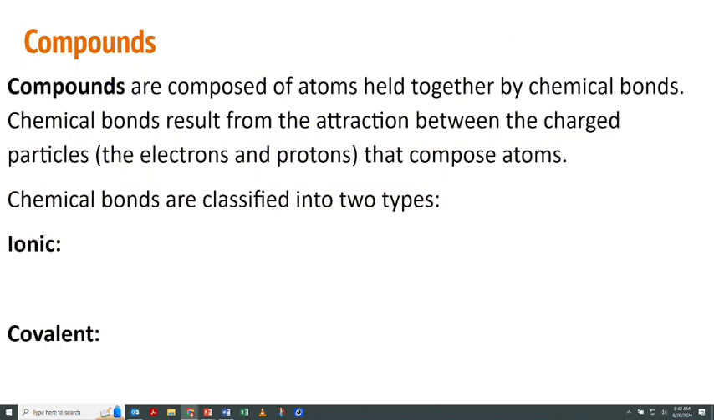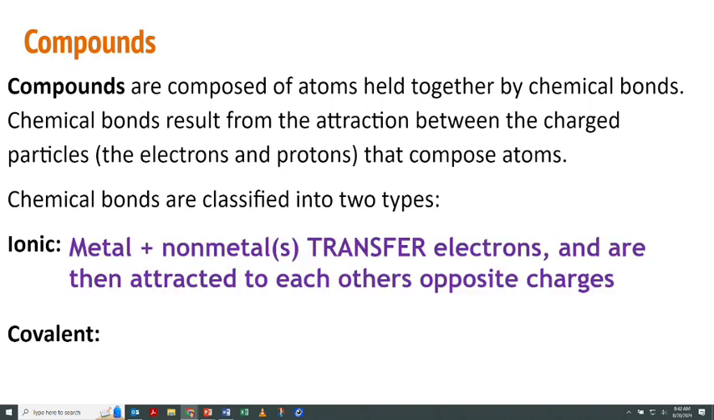So first of all, remember that compounds are multiple different elements held together by chemical bonds. And there's a general attraction between those atoms to make them form a bond. And there are two general types of bonds that form because of different situations. The first is ionic, where we have a metal and a non-metal, someone that wants to gain electrons, someone that wants to lose electrons, which means they transfer electrons between them, and then they're attracted to each other's opposite charges.